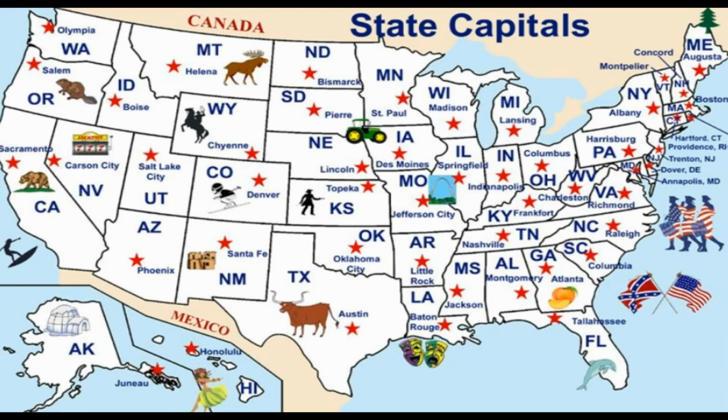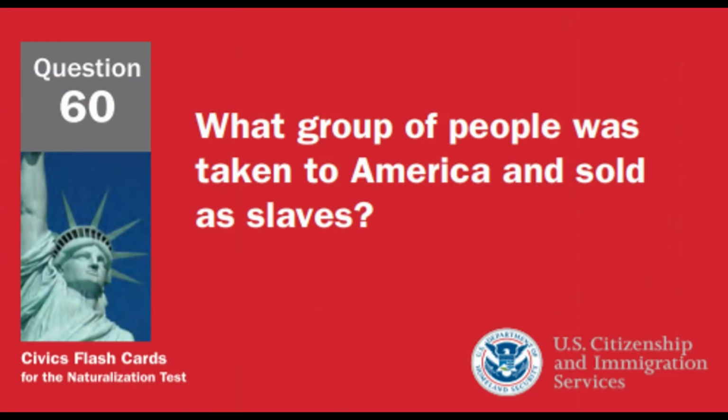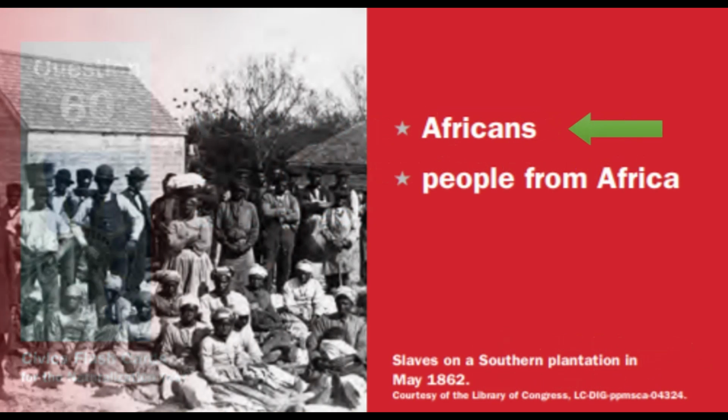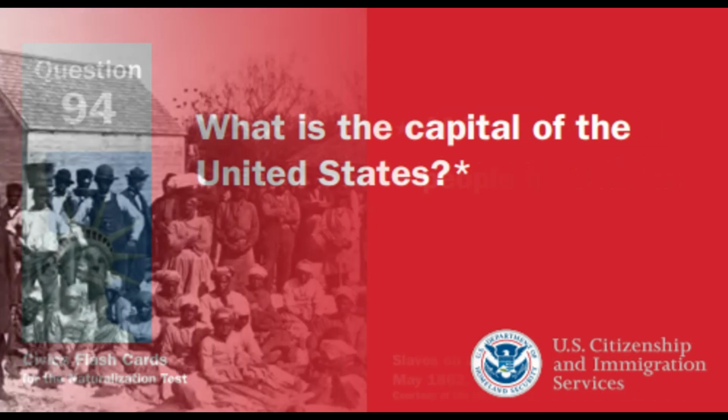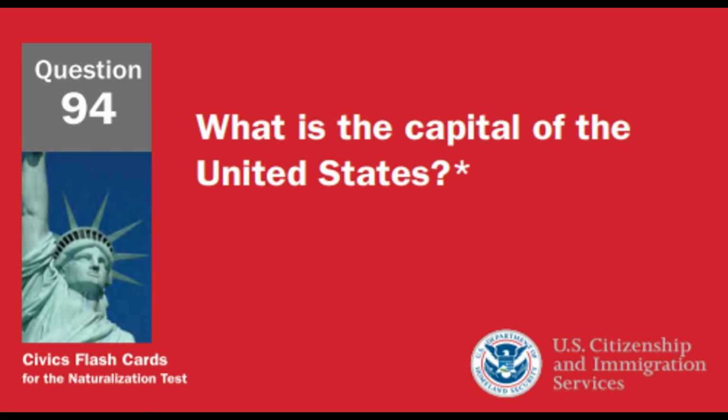For example, if you live in California, the capital is Sacramento. If you live in Florida, the capital is Tallahassee. If you live in New York, the capital is Albany. Find your state and you will find the capital next to the red star. Let's move on. What group of people was taken to America and sold as slaves? Africans. What is the capital of the United States?